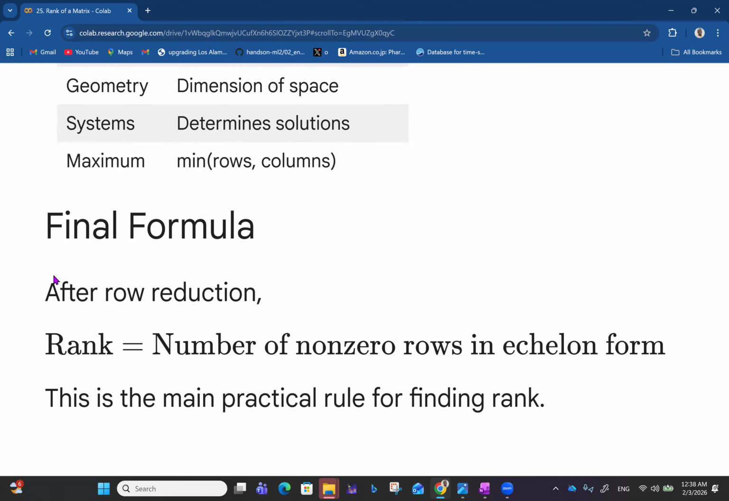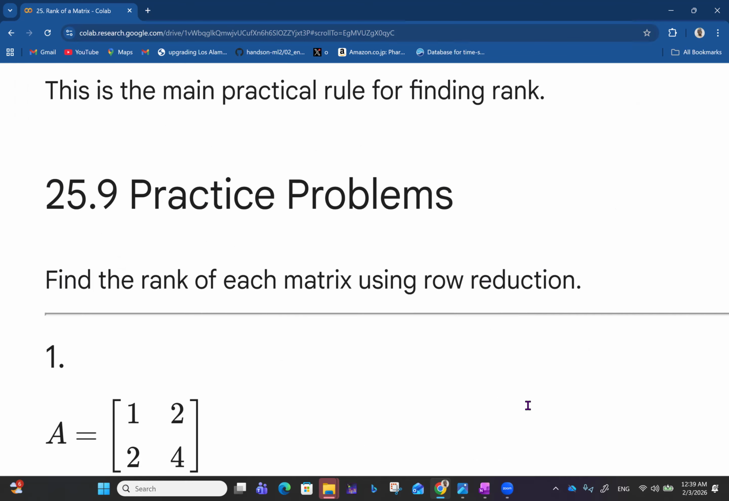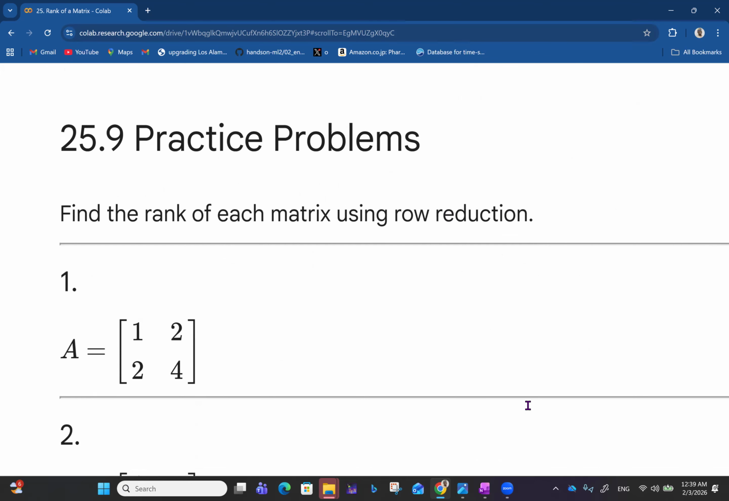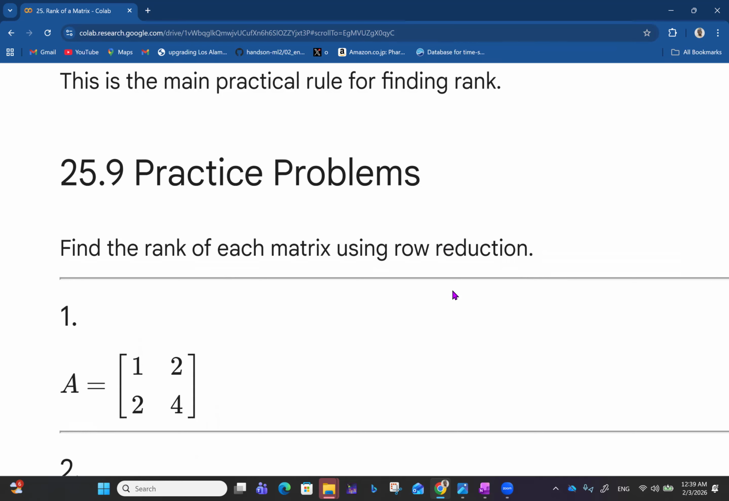So the final formula is that after row reduction, rank is equal to the number of non-zero rows in echelon form. This is the main practical rule for finding rank. So reduce to echelon form and then count the non-zero rows. Find the rank of each matrix using row reduction.